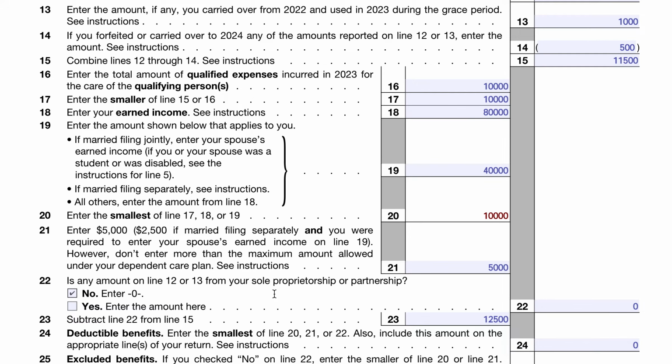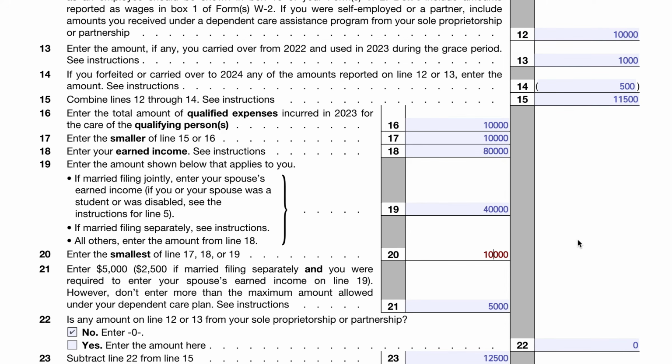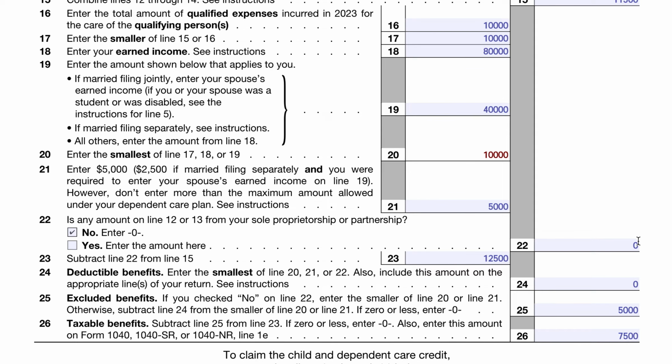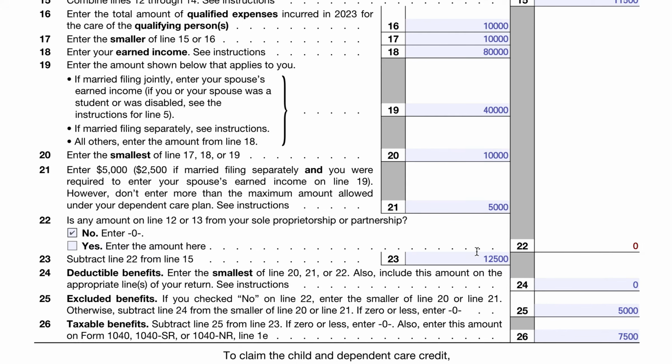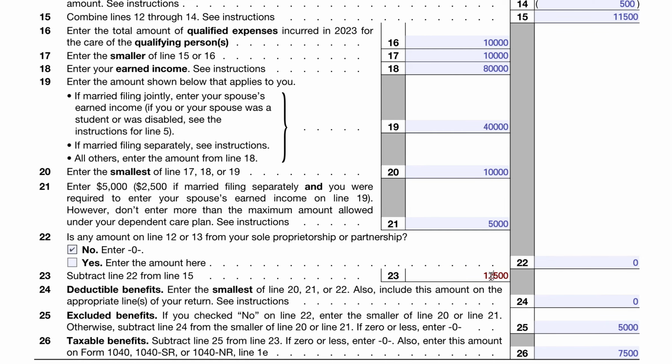So line 22 is any amount from 12 or 13 from a sole proprietorship or your partnership. If it were, well, sorry, we'll get to that in a moment. So we'll say no. We'll enter 0 here. We're going to subtract line 22 from line 15. So that gives us 11,500. Now in line 24, we're going to enter the smallest of lines 20, 21, or 22, which in this case would be 0 because we did not have anything from a partnership or a sole proprietorship.